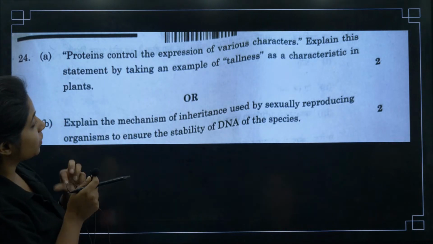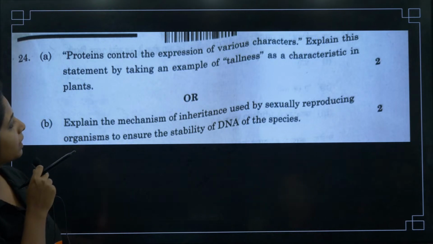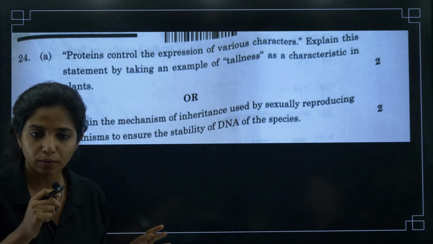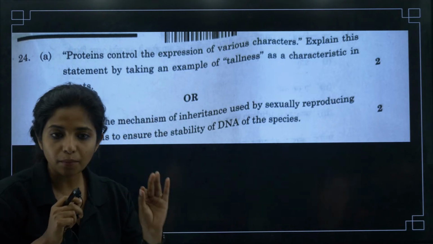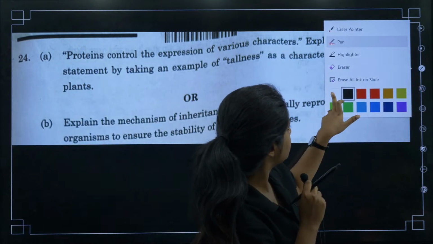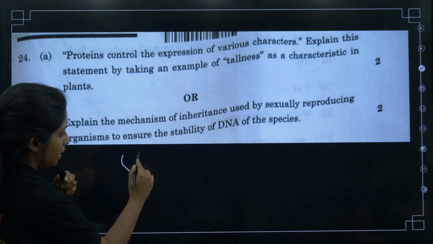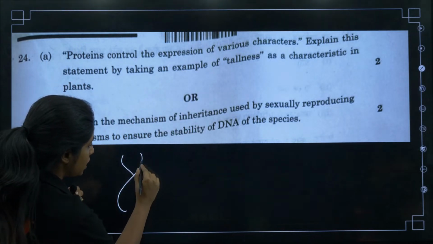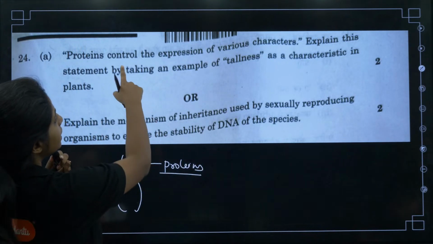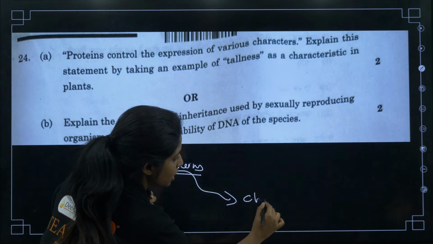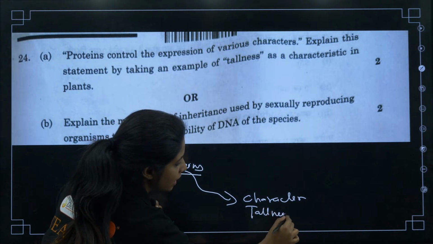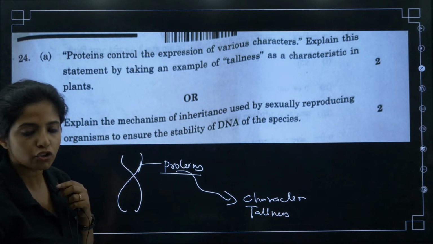Proteins control the expression of various characters. Explain the statement by taking an example of tallness as a character in plants. So what do you mean by this question? You have to tell that protein somehow helps in controlling a character. So how do you frame it? Basically you say that we have DNA. The DNA has genes. The genes code for proteins. Now these proteins can be anything. Here it is said that this protein is managing a character, and they have also mentioned the character, that is tallness in the case of plants. So how can protein manage tallness, my dear children?